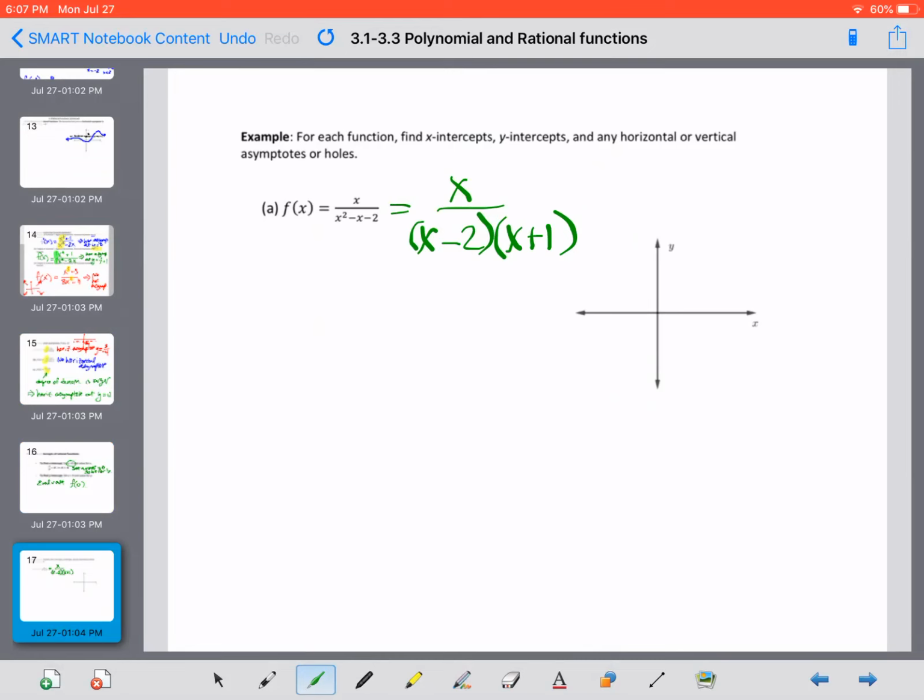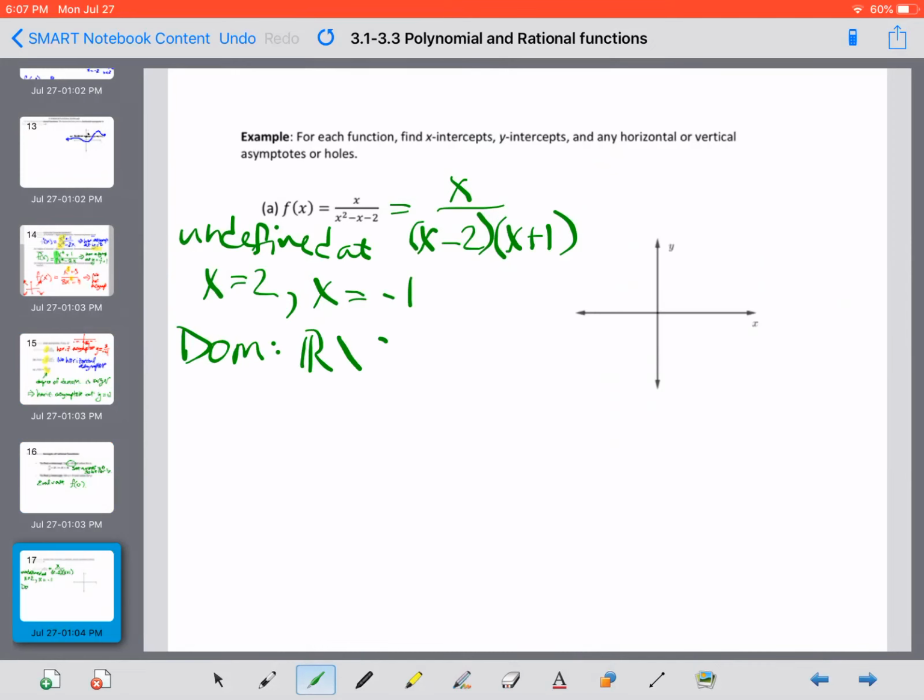Setting each one of those factors equal to 0 gives me x equals 2 and x equals negative 1. My function is going to be undefined here, because plugging in 2 or negative 1 will give me a 0 in the denominator. And so my domain is all real numbers except 2 and negative 1.